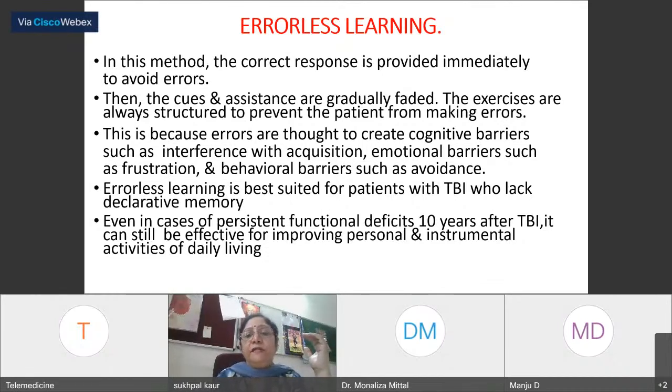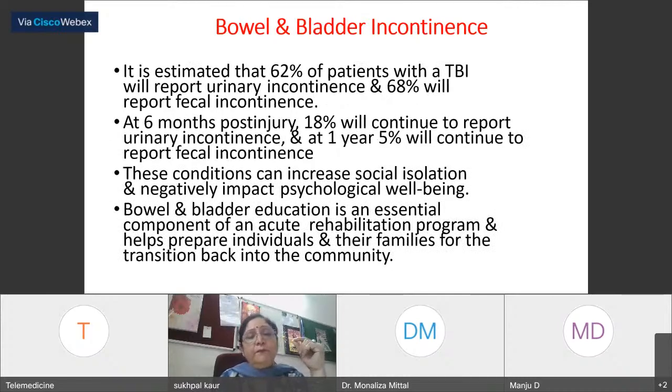Errorless learning is best suited for patients with TBI who lack declarative memory, for example, naming the dates, the relationships, or the names of the persons, the day, etc. Even in cases of persistent functional deficit 10 years after TBI, it can still be effective for improving the personal and instrumental activities of daily living. Another important issue we see in these patients is bowel and bladder incontinence, and it has been estimated that 62% of the patients with a TBI will report urinary incontinence and 68% will report fecal incontinence.